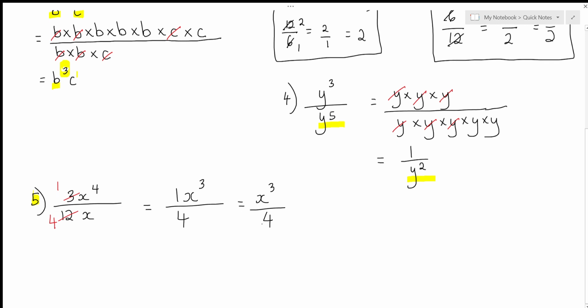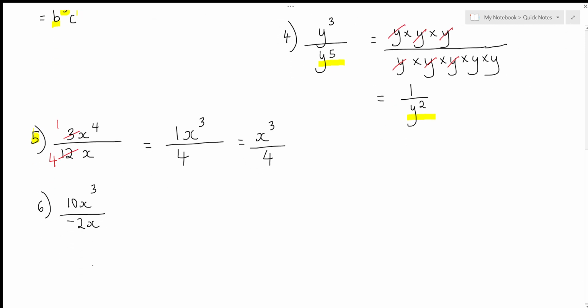Right, let's do one more. Number 6. We have 10x cubed over negative 2x. So here I'm testing dividing by your signs, using your signs basically. So we're going to say a positive divided by a negative will give you a negative. Then we go and we look at our numbers. And here we're going to have 2 goes into 2 once, and 2 goes into 10 5 times. So we're left with a 5 above.